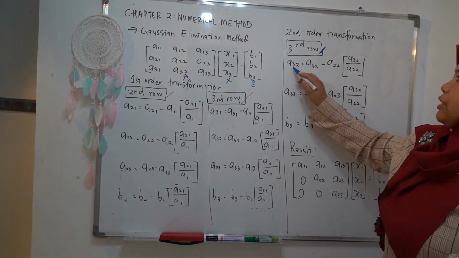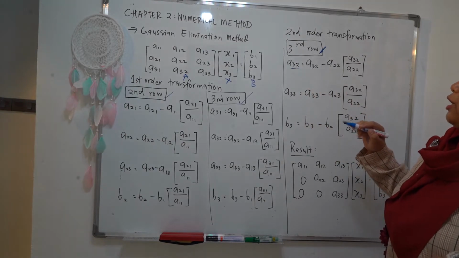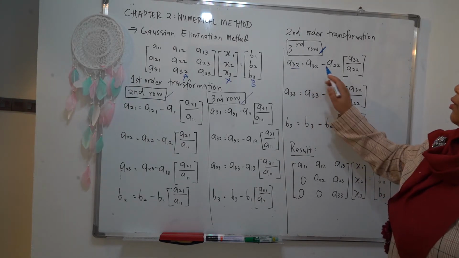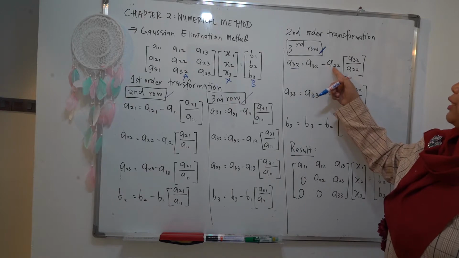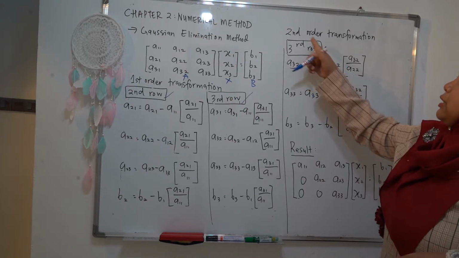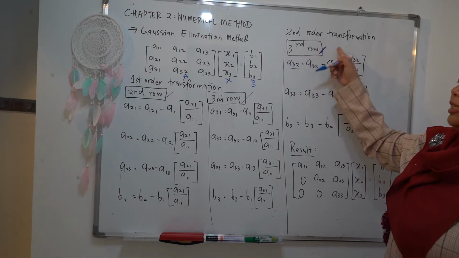So we start with A32. Look here, A32, and then we have to minus the second row because this is the second order transformation.